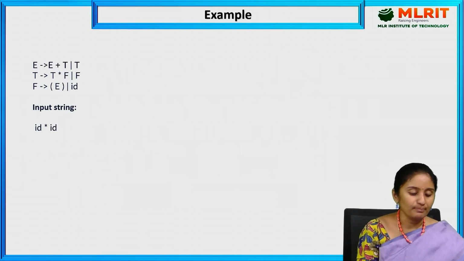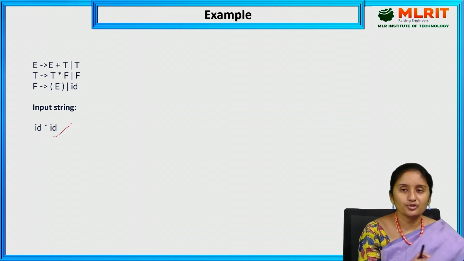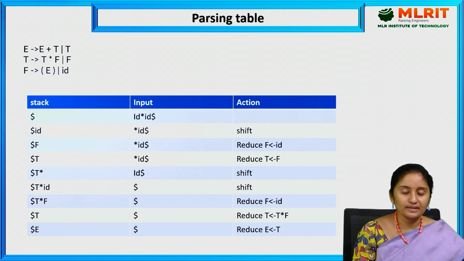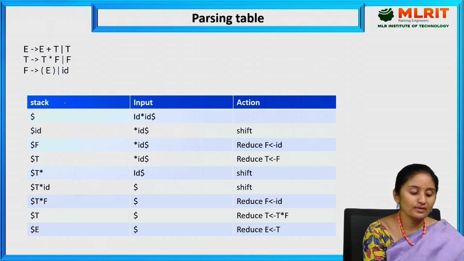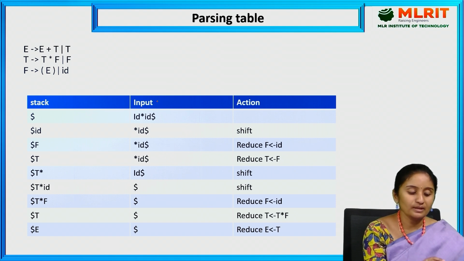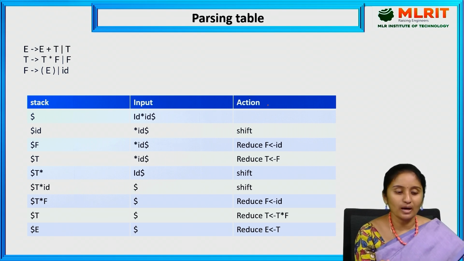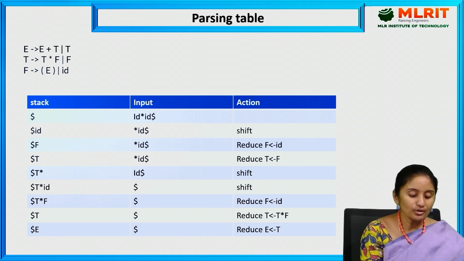Let us see one example. E tends to E plus T, T tends to T star F, and F tends to ID. So this is my grammar. Let me construct the parsing table. To construct it, we have three columns. The first one is stack, which holds the symbols; then input, where we place the given input string; and action, which is what type of action we apply on the input string. Let me take the input string as ID star ID $.